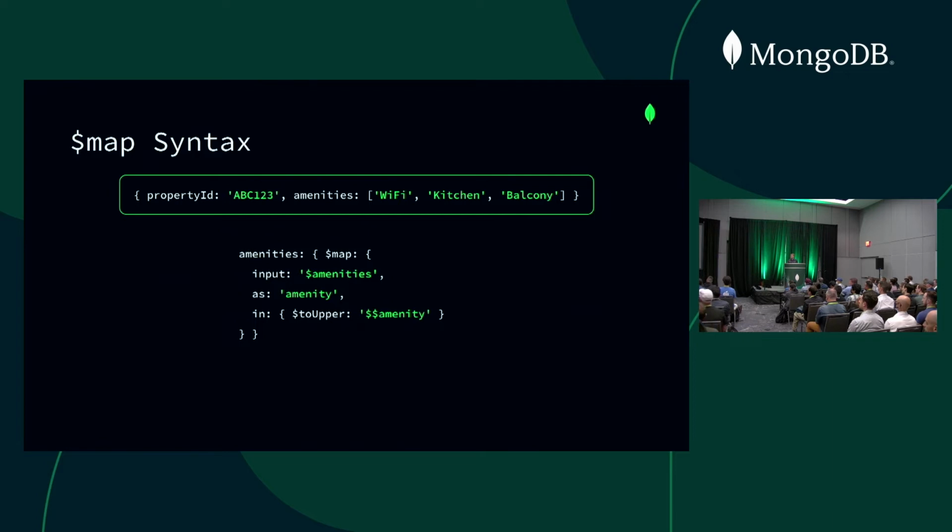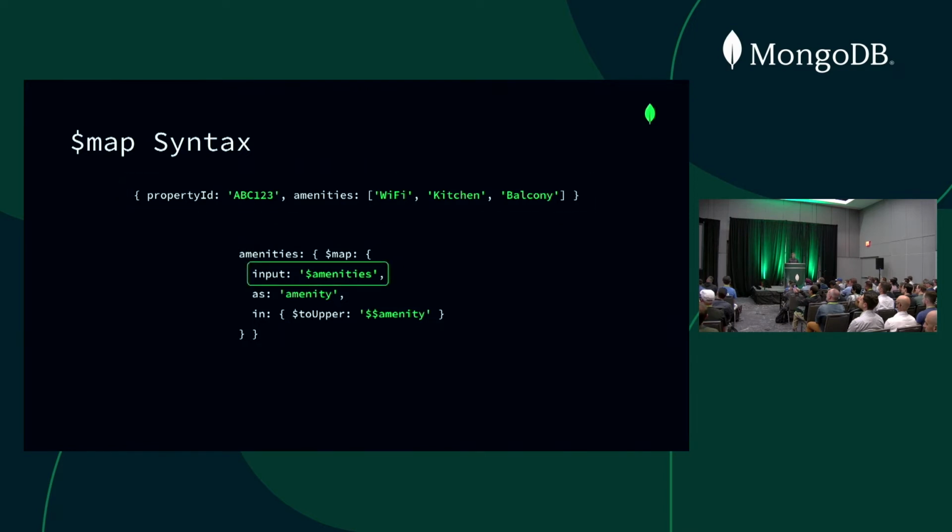this is a very basic document. I've only got 2 fields, but just note the amenities array where we've just got a simple array of strings. And what I want to do here is map each of those strings to a new value. And you can see the syntax for this below. So map, very simply, takes 3 different fields, or 2. The as is actually optional.